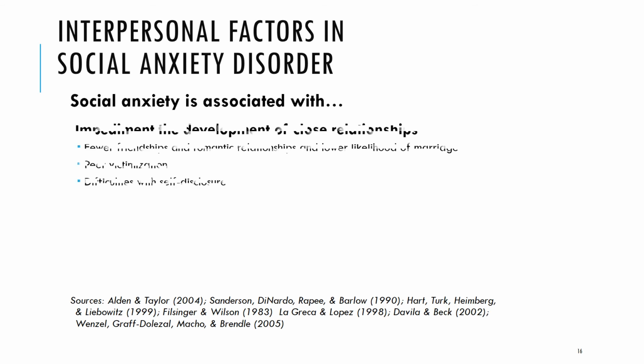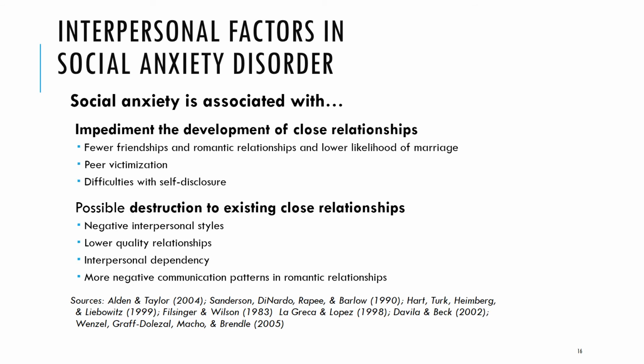Interpersonal factors in social anxiety disorder, and this comes from a number of different sources which are on the bottom of your screen, but it's associated with impediment in the development of close relationships. So people with social anxiety disorder tend to have fewer friendships and romantic relationships and a lower likelihood of marriage just because they're not putting themselves out there. They're too afraid to do that. Peer victimization, and then difficulties with self-disclosure. So they're always afraid that they're going to be evaluated or judged. So they're not going to readily disclose things about themselves that might get evaluated or judged by others.